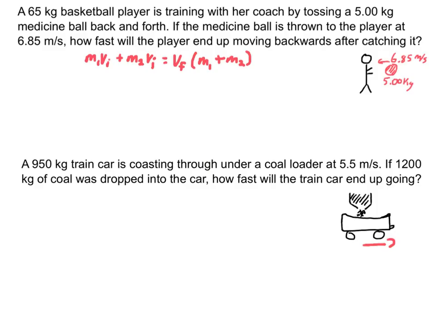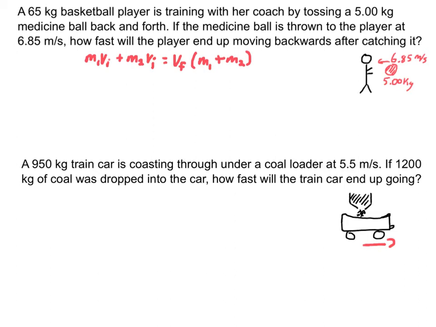Now let's do a couple of inelastic collisions. That's where things stick together. We're going to make these perfectly inelastic so they completely stick. Here I've got a basketball player training, and her coach throws a medicine ball towards her. It's 6.85 meters per second. It has a mass of 5 kilograms. She has a mass of 65 kilograms, and the question is, how fast is she going to end up moving backwards?